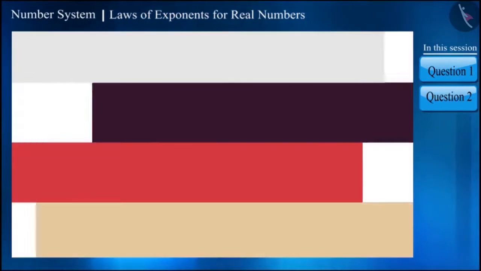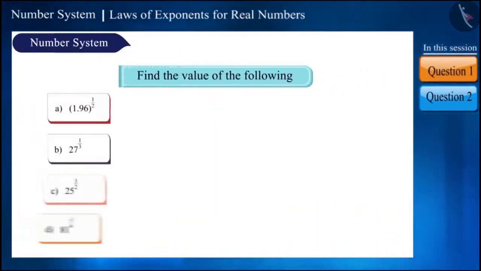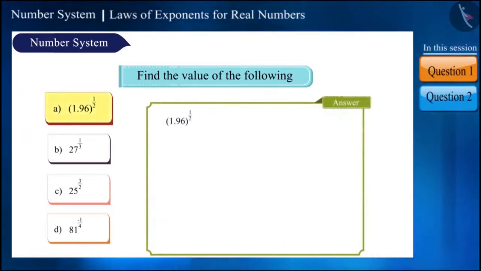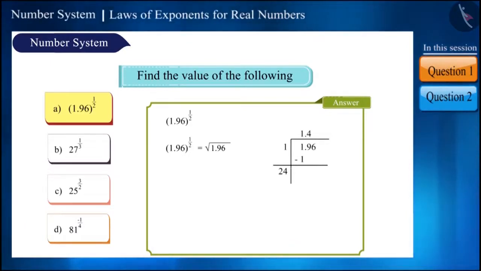Let's start with our first question. Find the value of the following. Friends, the first option 1.96 has 1 by 2 in its power. That is, we have to find the square root of 1.96. In the previous class, we have learned to find the square root of decimal numbers. We will solve it this way. Its square root is 1.4.